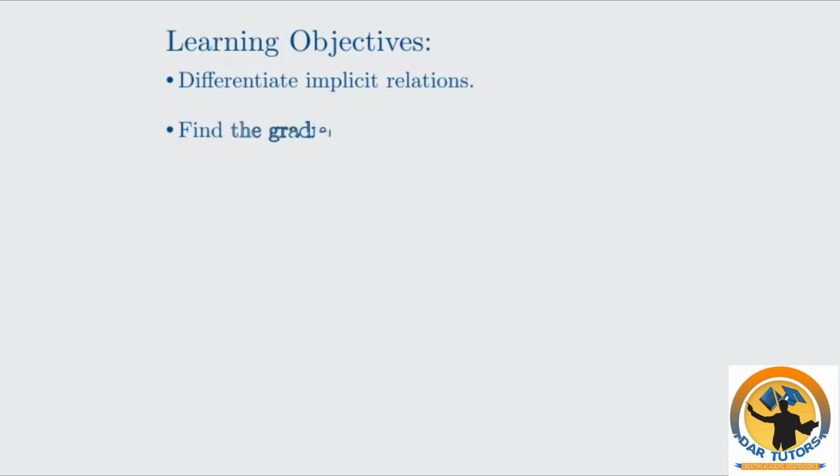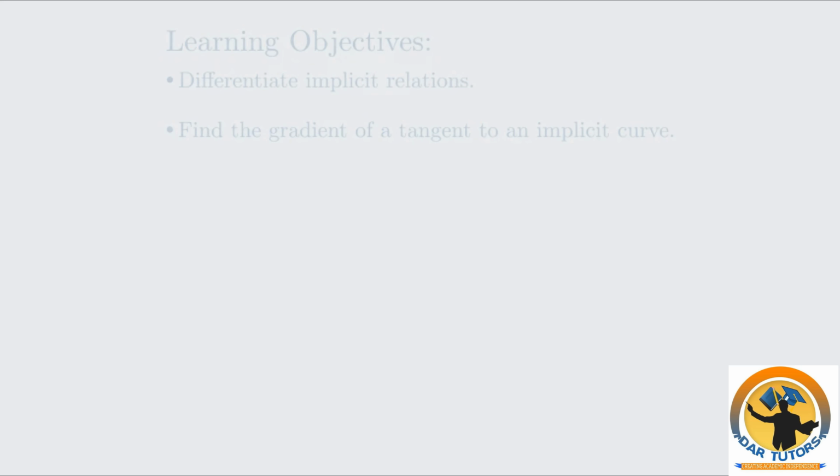Welcome. In this video, we will explore a powerful technique in calculus known as implicit differentiation. By the end of this lesson, you will be able to differentiate implicit relations and use this skill to find the gradient of a tangent at a specific point. First, let's understand what an implicit relation is.